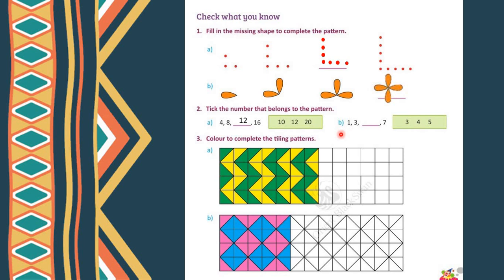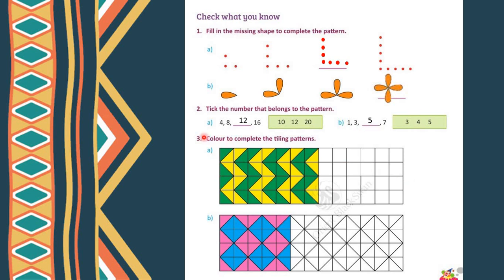Now let's move to B part. Here the numbers given to you are 1, 3, 7. Kids, when you observe these given numbers, what do you observe? What kind of numbers these are? Yes, these all are odd numbers. So which odd number is missing from here? From the series? Yes, number 5 is missing because 3 is already written here and 4 is not an odd number. So the blank will be filled by number 5.